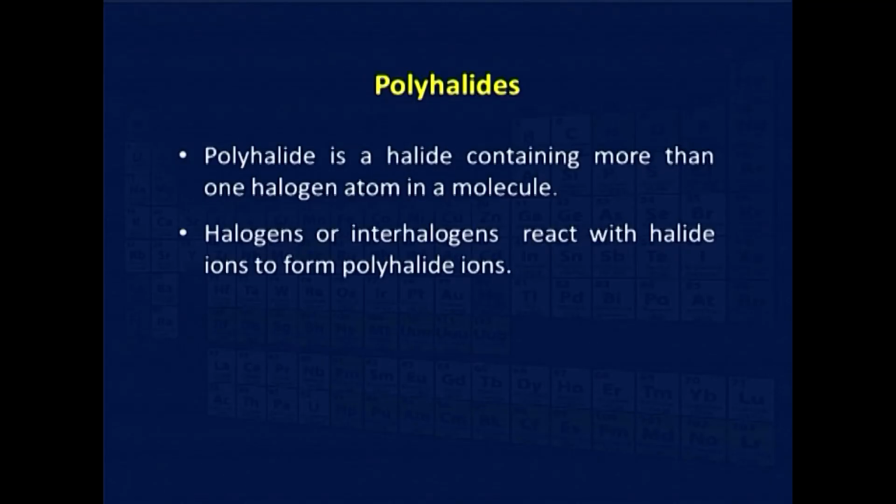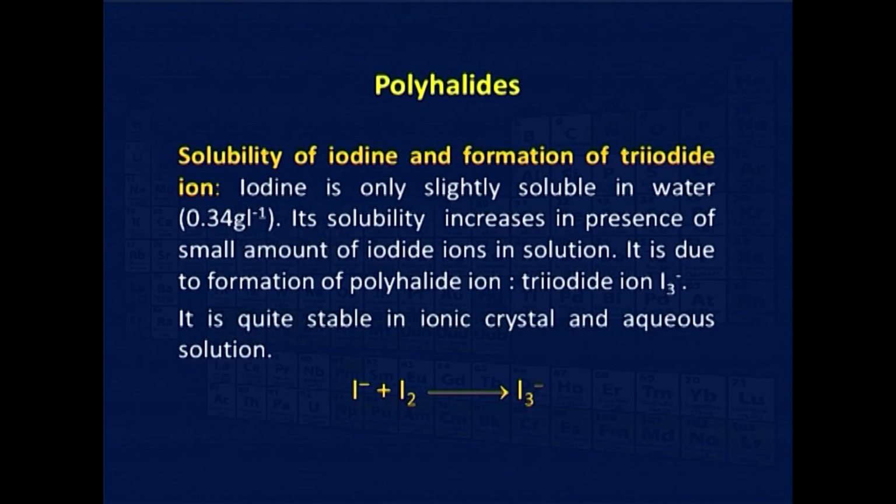The next topic is polyhalides. A polyhalide is a halide containing more than one halogen atom in a molecule. The halogens or interhalogens react with halide ions to form polyhalide ions. The solubility of iodine and formation of triiodide is a better example to understand the polyhalides. Iodine is only slightly soluble in water, and this solubility is 0.34 grams per liter. Its solubility increases in the presence of a small amount of iodide ions.